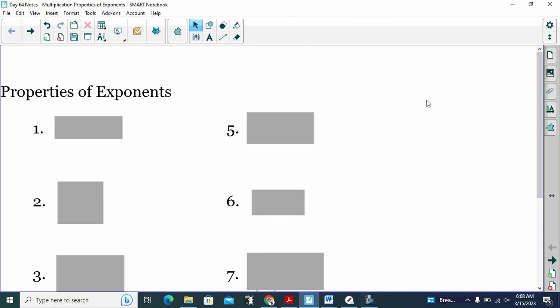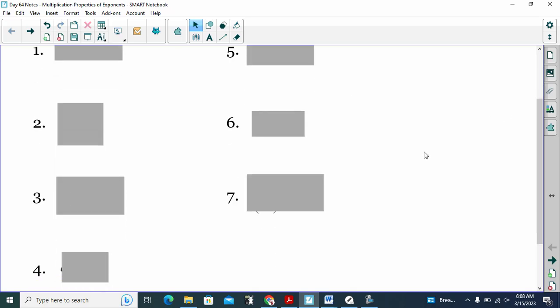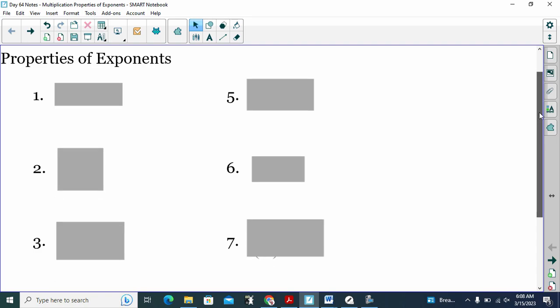Over the next several class periods, we will be working with something called the properties of exponents. There are a total of 7 properties of exponents that we will be talking about. We will not cover all 7 of them today, but it would be good to start a list that has 7 spots. We'll fill in 3 of them today, and then a couple of them each day for the next couple class periods. So properties of exponents, give yourself a list, 7 spots.